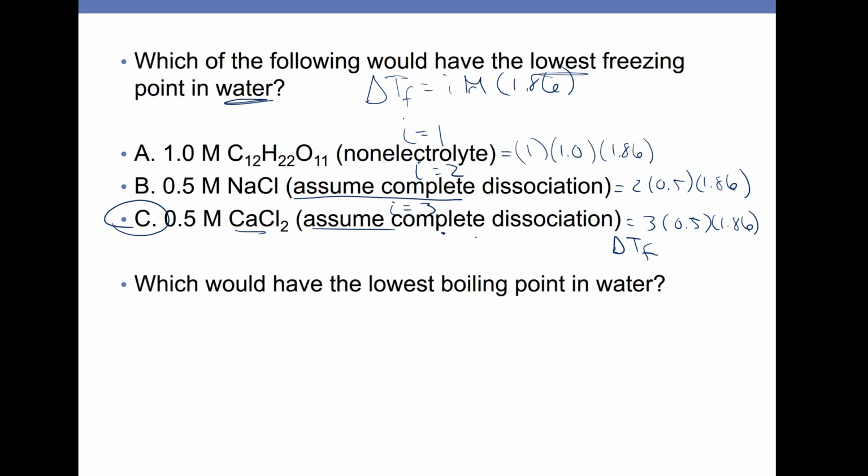The next question says, which would have the lowest boiling point in water? Well, the lowest boiling point in water is going to have the one that is the smallest change in the boiling point, and that would be A.